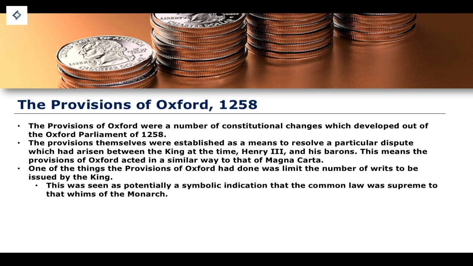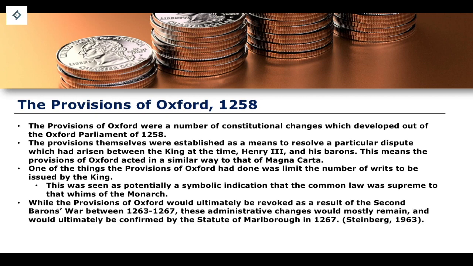Now, as a sort of brief historical aside, it was a symbolic indication that the common law was supreme to the whims of the monarch, so the monarch can't just issue a new writ for any circumstance in that regard. But of course that had its own failings, in the sense that it made the whole system of legal adjudication particularly rigid.